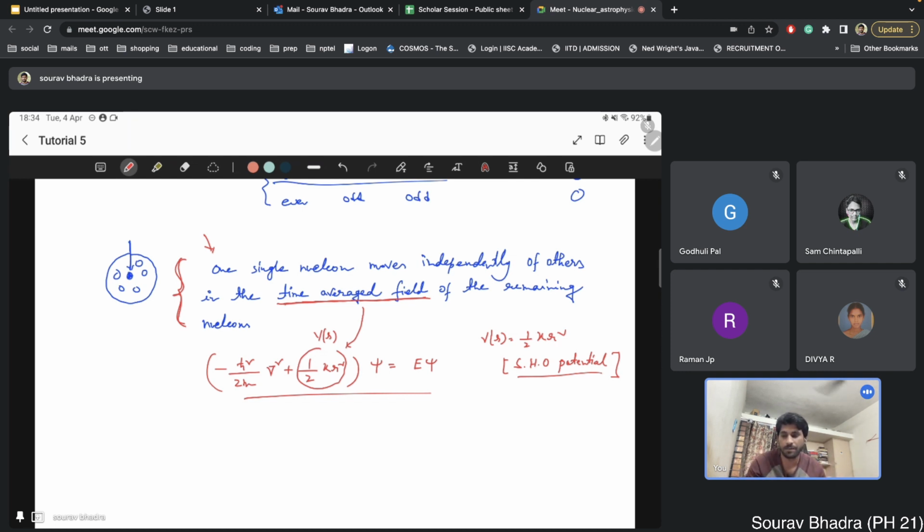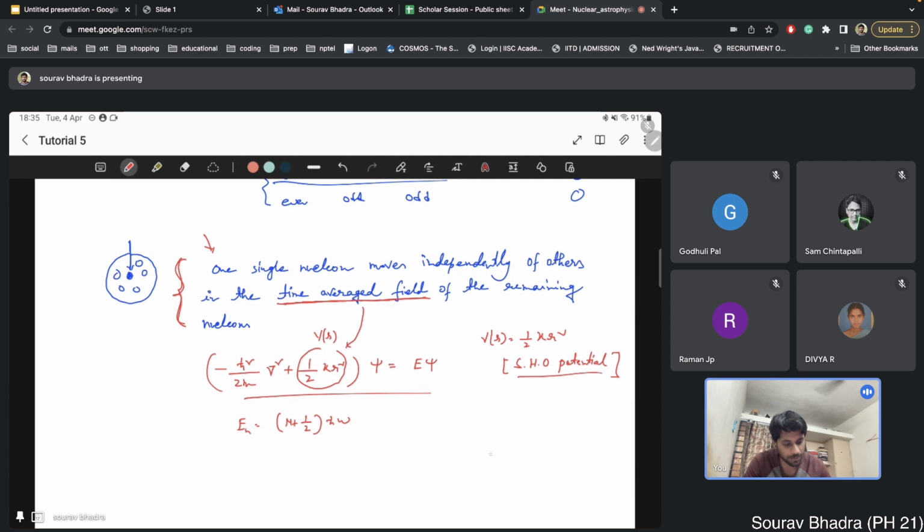I have told you in the previous tutorials also that there are only a few examples of the form of the potential which can be solved analytically. All the other forms of potential, I mean 98% of the potential forms, cannot be solved by hand. They can be solved numerically, but this half k r square SHO, simple harmonic oscillator potential, can be solved, and the energy can be written as (n plus half) h cut omega, where n has a value of 0, 1, 2, 3.